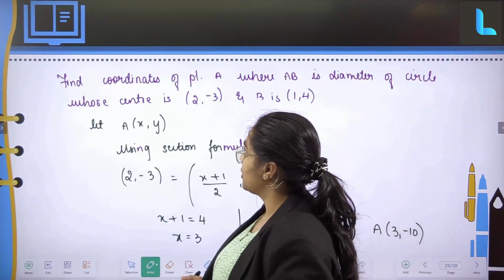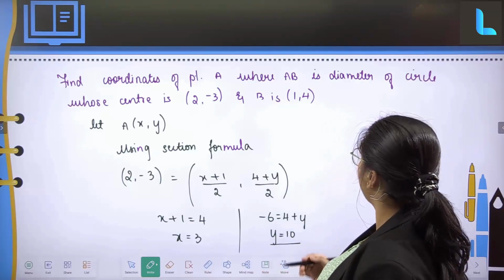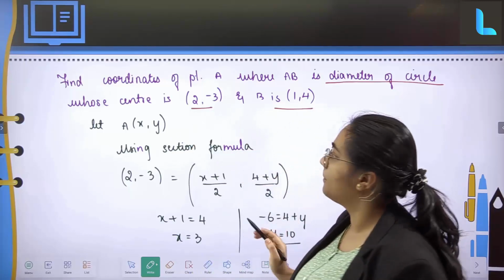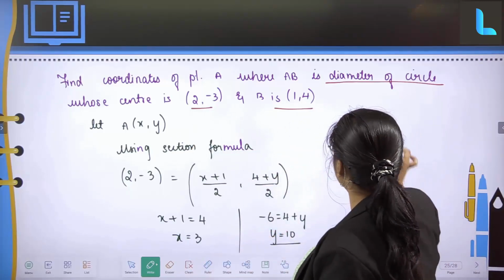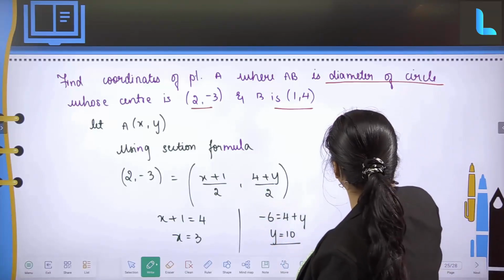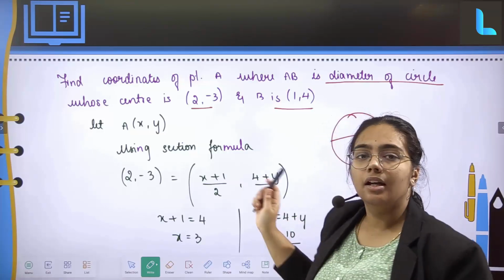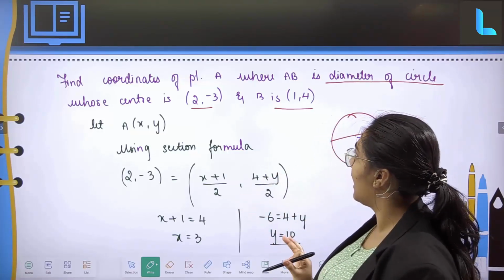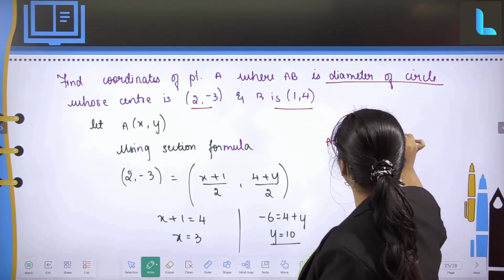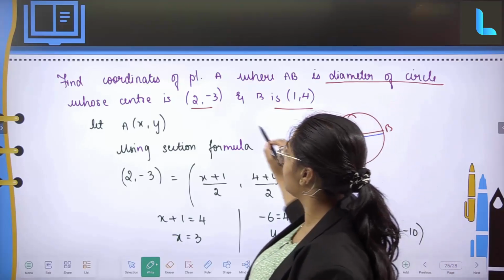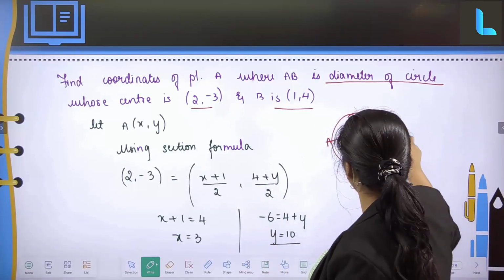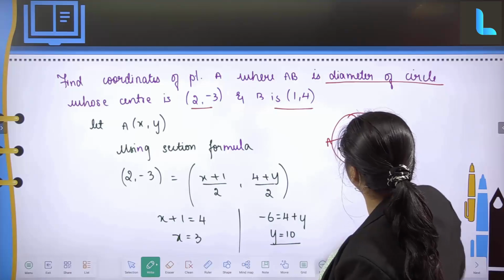Clear? So next question, find the coordinates of point A where AB is the diameter of a circle whose center is given and B is also given. So when you consider a circle and there is a point, usually you will be having a diameter. Only if you consider this portion of it, it is the radius. If you consider the complete part, it is going to be the diameter. So they have given AB is the diameter. So this is going to be AB. The center is also given, which is (2, -3), and B is given. So basically this point is given and this point is given.